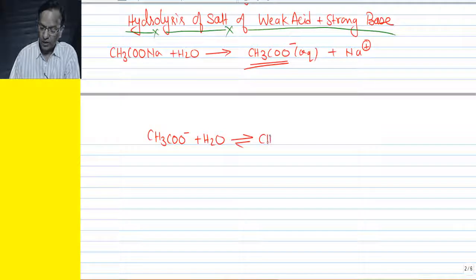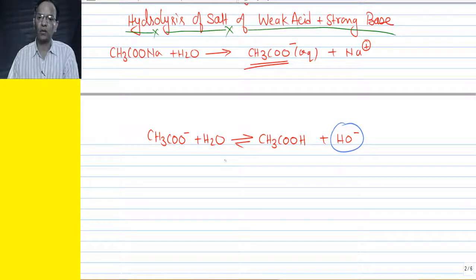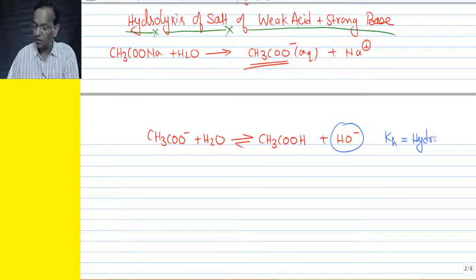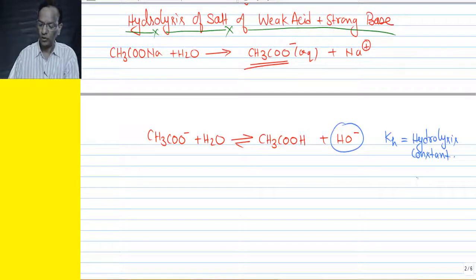This we call hydrolysis reaction. So acetate ion will take H plus from water, producing hydroxide ion. It is the formation of this hydroxide ion which makes the salt solution basic. For this hydrolysis reaction, we define an equilibrium constant Kh, known as hydrolysis constant. So let us first derive this Kh.